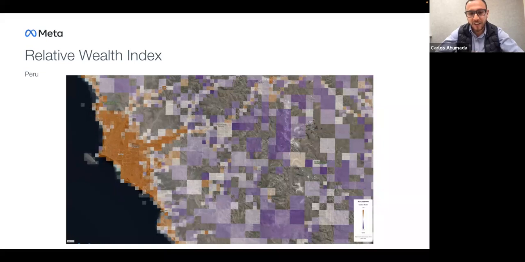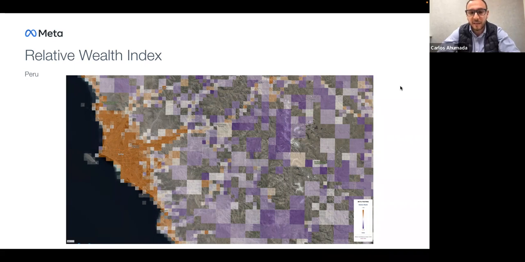Okay, so here in the image, you see the squares. Each square represents an area of 2.5 square kilometers. The more purple the square is, the poorer the area is relatively to other areas of the same size within that country. And the more orange, the wealthier this area is. And we start seeing some patterns already here.